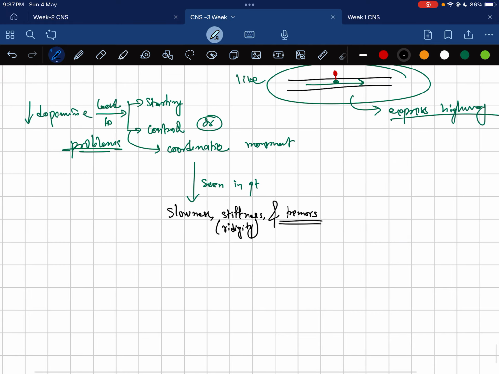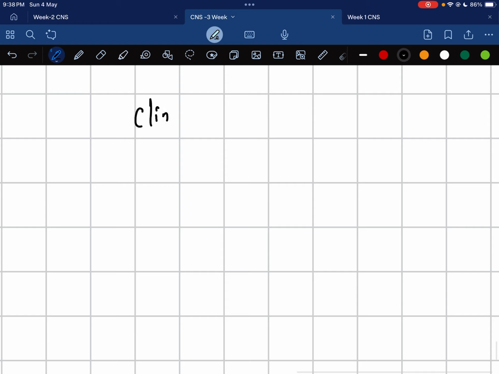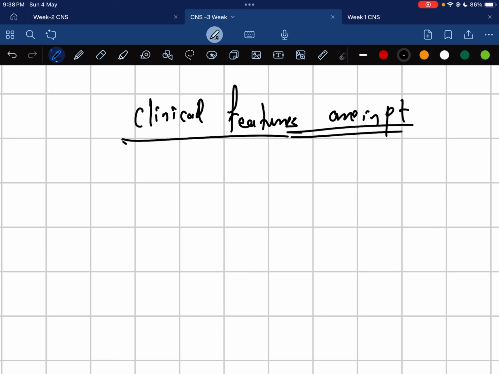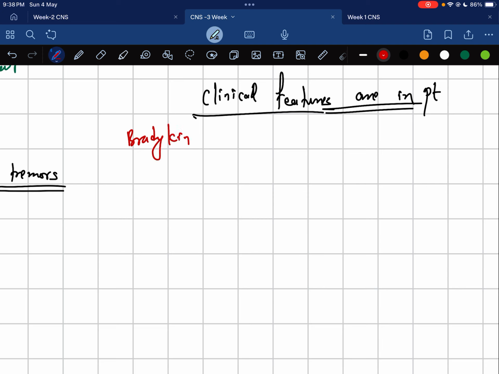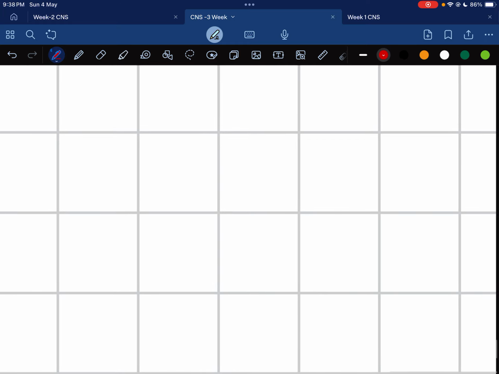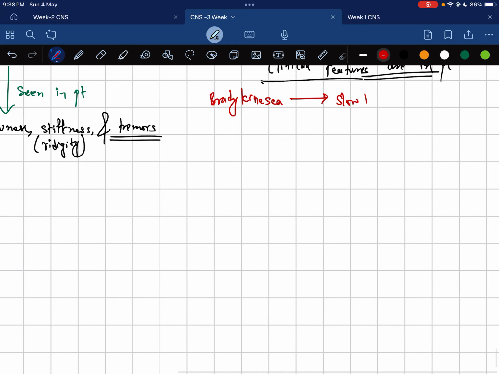In Parkinson disease there are some clinical features. The first is bradykinesia, where there is slow initiation of movement. Kinesia means movement, so this means slow movement, because there is decreased dopamine to initiate movement.